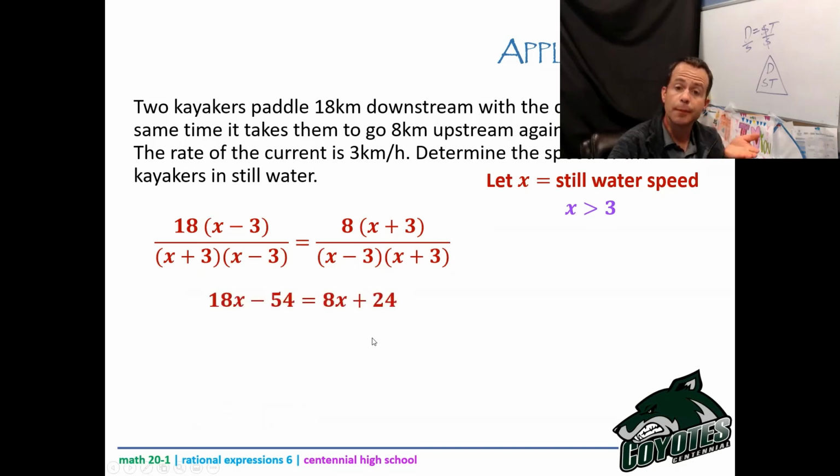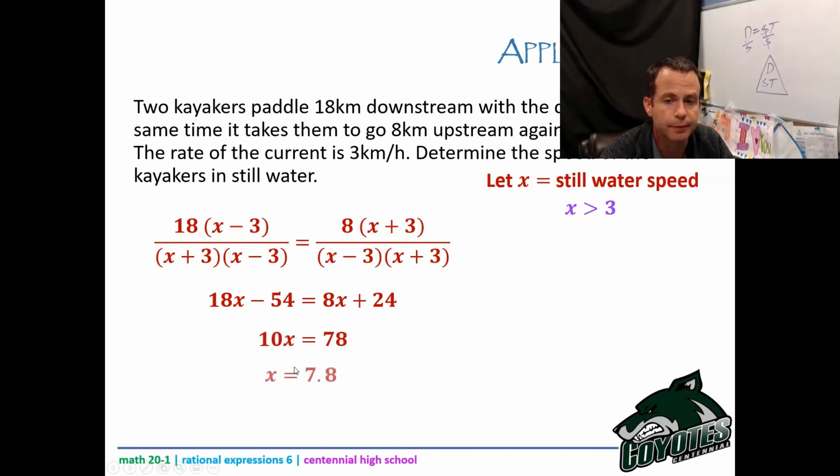Okay, so now I'm going to solve for x. I'm going to subtract 8x from both sides. That'll give me 10x on the left side. I'm going to add 54 to both sides. That's going to give me 78 on the right side. And now I just have to divide by 10.